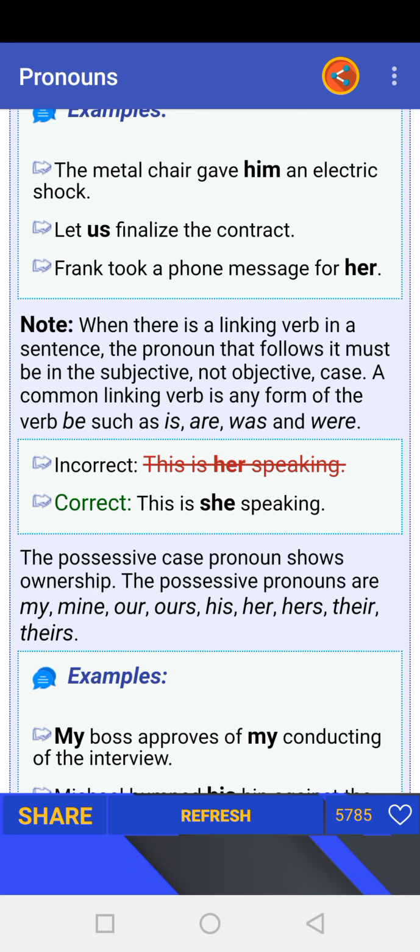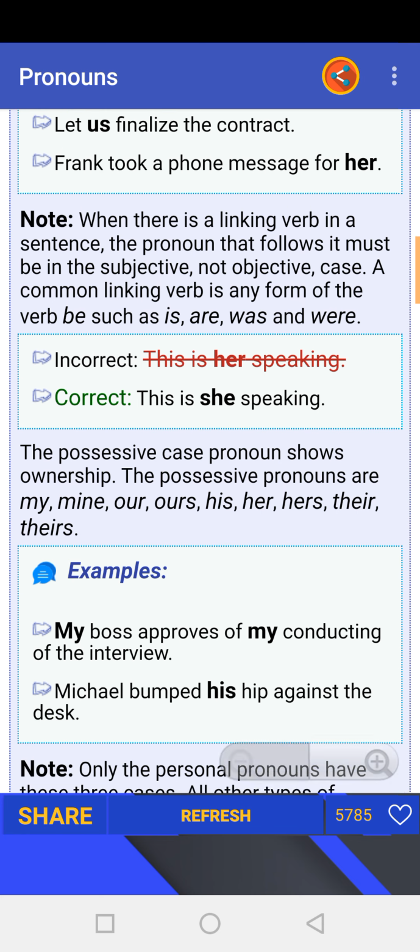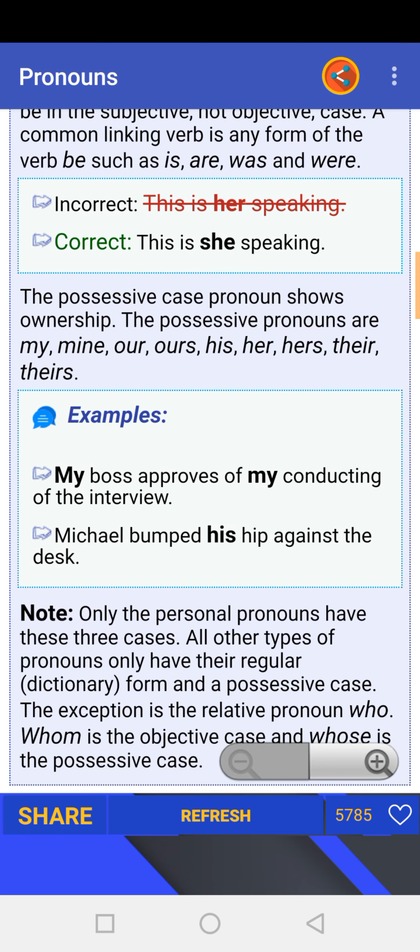So we have a linking verb is. So we should use a subject pronoun, she. And it is wrong to say this is her speaking. The possessive case pronoun shows ownership. Now let's go to possessive pronouns. And possessive pronouns show ownership.